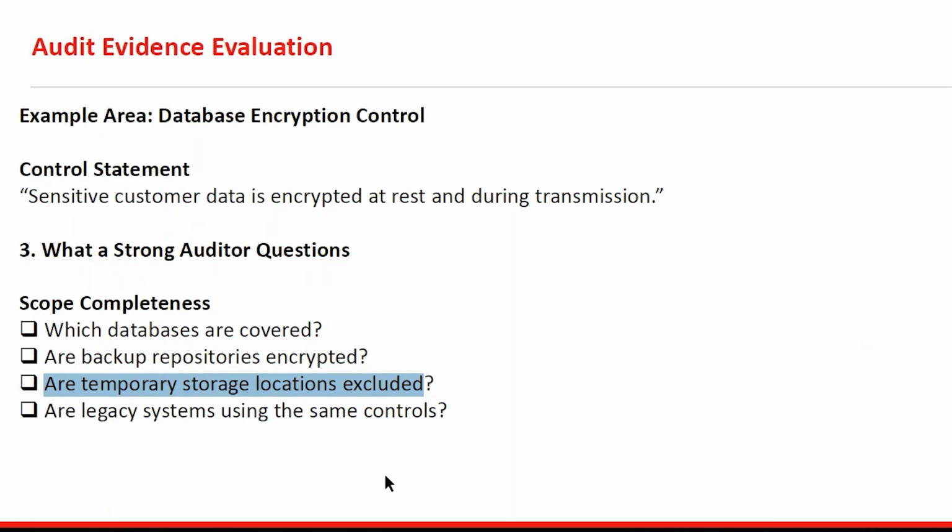And there, especially if you are working for, let's say, banking or financial organizations, you may have a lot of legacy systems which could store sensitive customer data. But because of the nature of the system, sometimes you cannot even apply encryption there. It may not support encryption. So are there any such systems where these controls cannot be applied, or are they getting excluded? Right? This is in terms of scope.